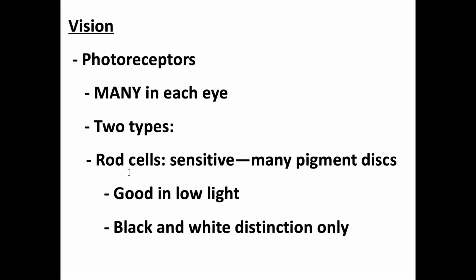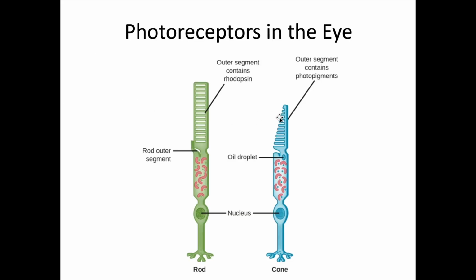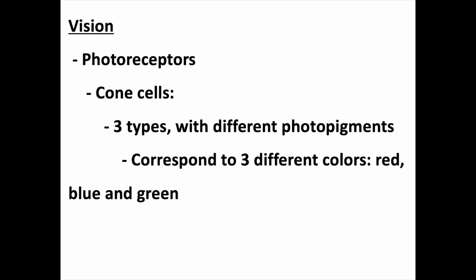So these rod cells, because their outer segment is so big, because they have so many pigment discs, are very sensitive. That makes them very effective in low light conditions. However, rod cells are not capable of distinguishing between different colors of light, so they only give us black and white distinction. In contrast, the cone cells are less sensitive, but there are different pigments in the cone cells that allow us to distinguish different colors. So cone cells have 3 types with different photopigments corresponding to 3 different colors: red, blue, and green.